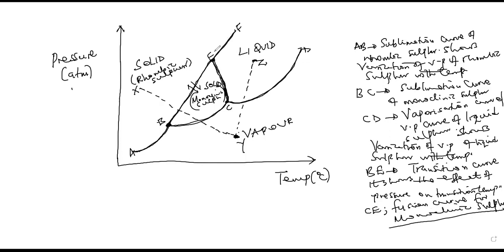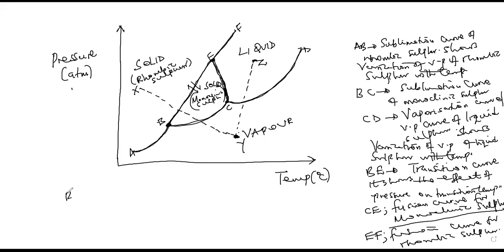Curve EF is the fusion curve for rhombic sulfur. This one is the fusion curve for monoclinic sulfur, but this one is the fusion curve for rhombic sulfur. So EF is the fusion curve for rhombic sulfur. Then we have point B.